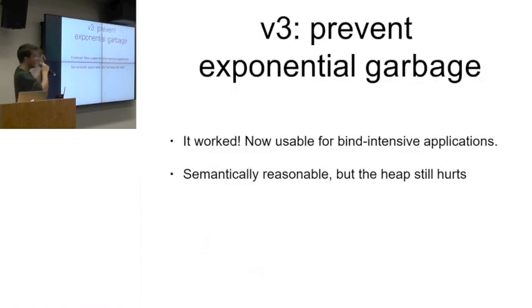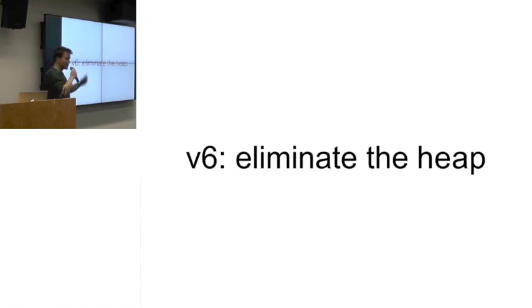So now we have a version that doesn't have exponential garbage, and it's usable for bind, and semantically reasonable too. You don't do this silly exponential refiring, but the heap still hurts. So what do you do if the heap hurts? You eliminate the heap. And if you've paid close attention, you realize that's not quite what we did, because that was version 3, and now we're at version 6. So we tried a few other things in the middle, didn't work so well. So here we are, version 6.